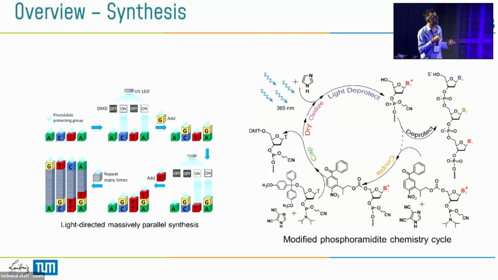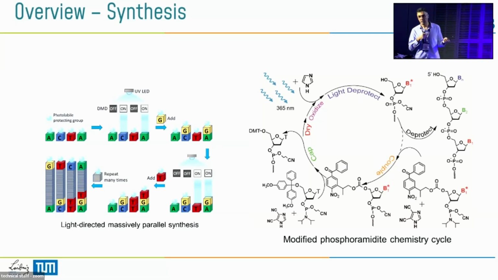So if we add, for example, G, the nucleotide G, at the next round, G will sit only in those places that are available. In this case, for example, at the next round, we unlock these two parts and add T, and this T only goes at this position. In this way, we can sequentially synthesize different sequences at the same time on the glass slide.